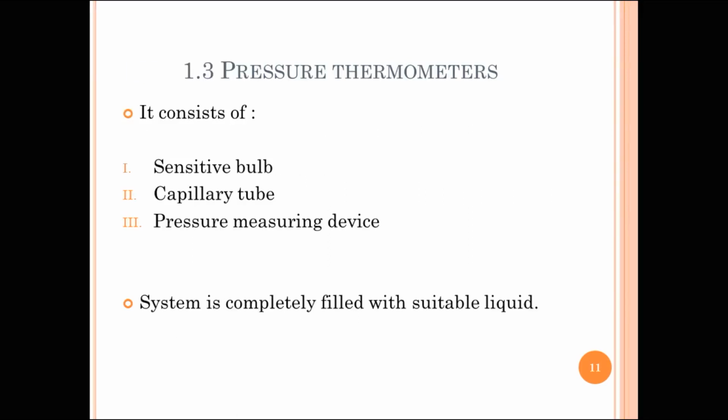Next category of thermometers which are using thermal expansion method to measure temperature is pressure thermometers. It consists of mainly three parts: a sensitive bulb, an interconnecting capillary tube, and a pressure measuring device like Bourdon tube, bellows or diaphragm. This system is completely filled with liquids such as mercury or xylene.